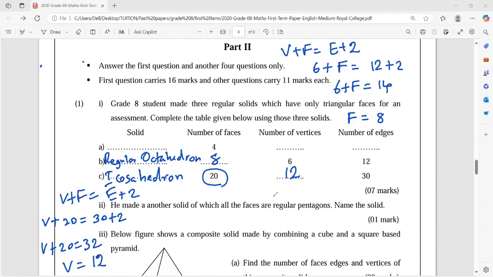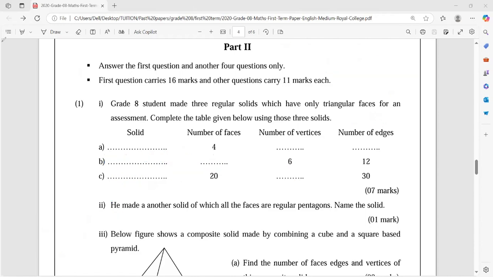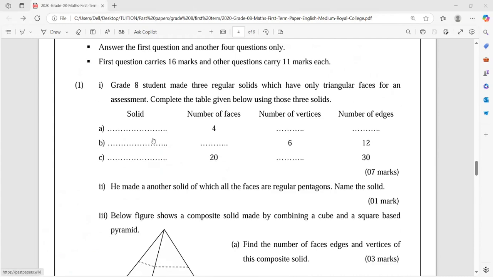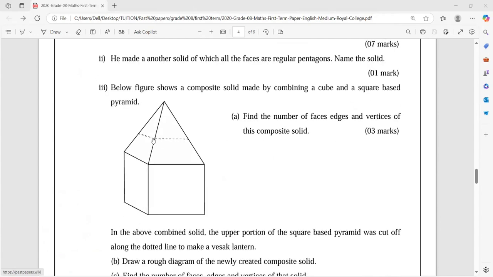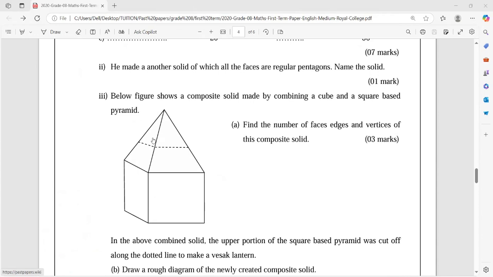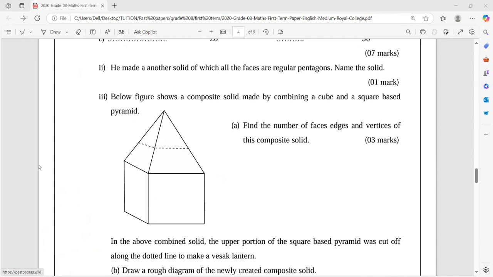So here, let's go to question number 1, part 2. We made another solid of which all the faces are regular pentagons. Name the solid. All the faces are regular pentagons, so the solid must be the dodecahedron.